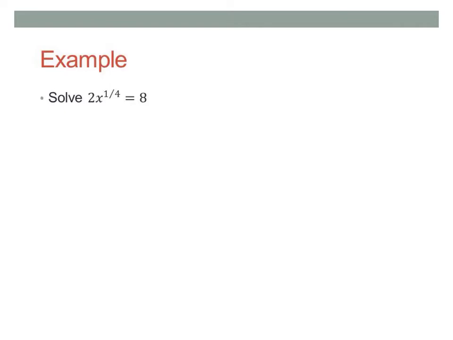Alright, so what happens if we have an exponent instead of a radical expression? Well, just remember how they're related. If I divide each side here by 2, I'm going to get x to the 1/4 power equals 4. And you could think about it as the fourth root of x if you would prefer, either way.